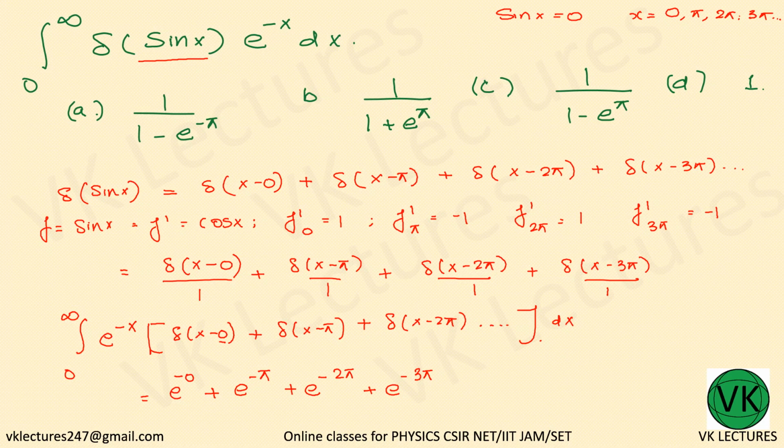Now this is the sum of all terms of a geometric progression with e to the power 0, that is 1, as the a value, a equal to 1. The common ratio r is equal to e to the power minus pi, right? So the sum of the GP is equal to a divided by 1 minus r, if r is less than 1. So check whether r is less than 1. Yes, e to the power minus pi is less than 1. So we will write the sum as 1 divided by 1 minus e to the power minus pi.